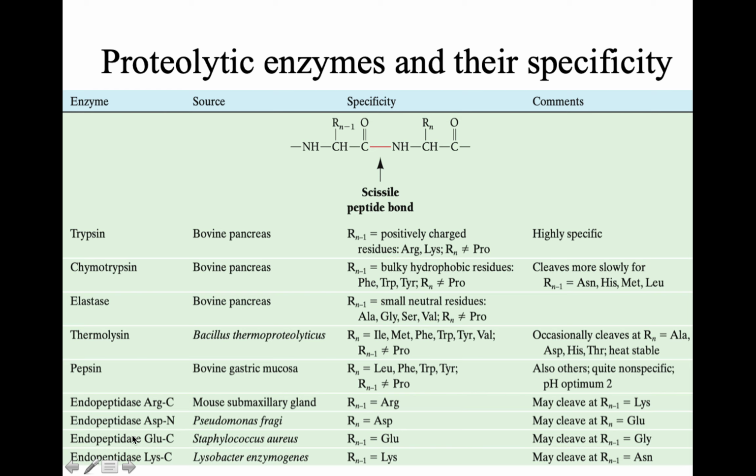Endopeptidase aspartic acid N cleaves on the amino terminal side of the aspartic acid residue. Endopeptidase glutamic acid C cleaves on the carboxyl side of the glutamic acid residue. Endopeptidase lysine C cleaves on the carboxyl side of the lysine residue.